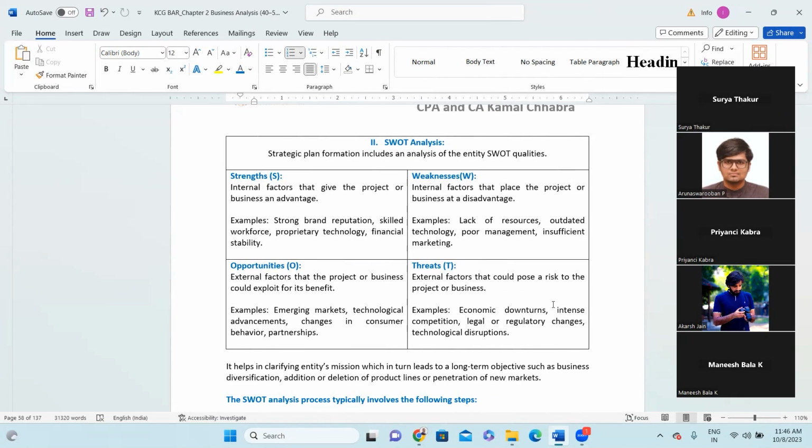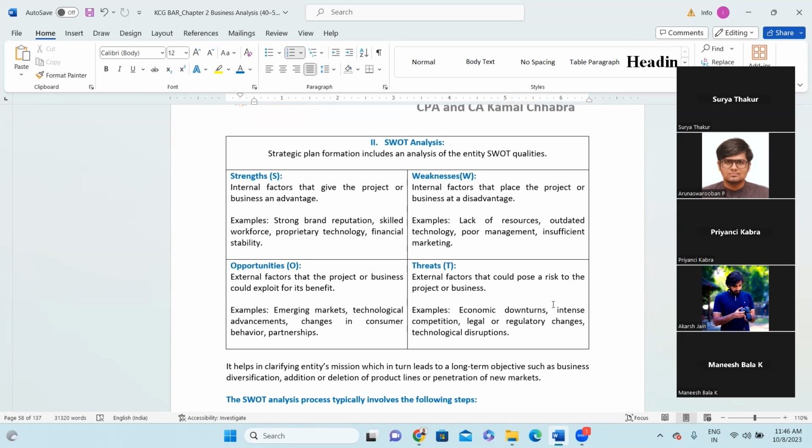In this video of the business analysis chapter, I'll be walking you through in detail about prospective analysis, and majorly we'll be discussing SWOT analysis and the balanced scorecard. So let's dive in to understand in more detail how it works. SWOT is basically analyzing the strengths, weaknesses, opportunities, and threats of the organization, right?